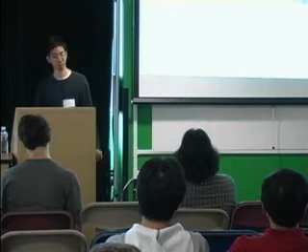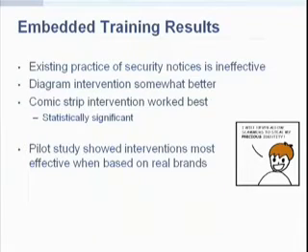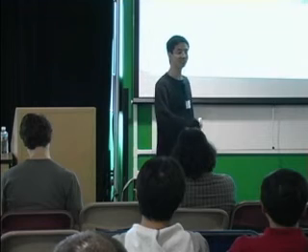But unsurprisingly, the existing practice of security notices is completely ineffective. People thought they already knew it, or said they'd already received tons of these, and they just didn't care. The diagram intervention, the rationalistic one, only works somewhat better. But the surprising one is that the comic strip intervention worked the best, with statistically significant differences. And we're trying to figure out, well, why exactly is that? Is it because it's a comic strip? Is it because there's less text? Or, our current working hypothesis, it's because it's telling a story.